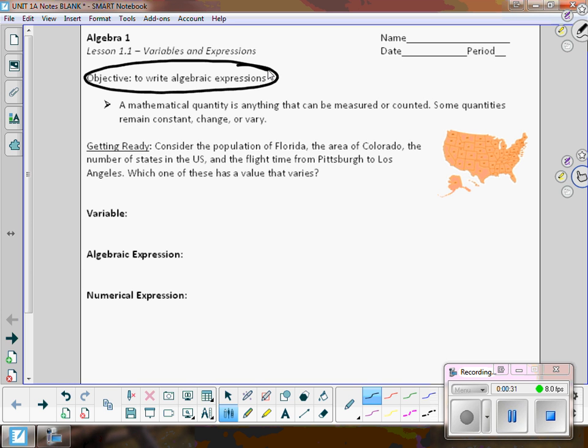Some quantities remain constant, while others change or vary. So numbers that don't change are just the numbers themselves, and those are constants. So constants are like 5 or 3 or -2, 0. These are all examples of constants. They do not change. They are the number that they are. Numbers that are allowed to change, or quantities that are allowed to change, are known as variables.